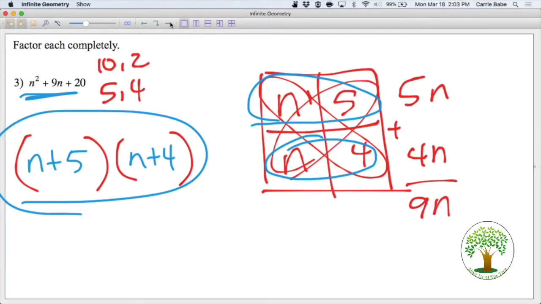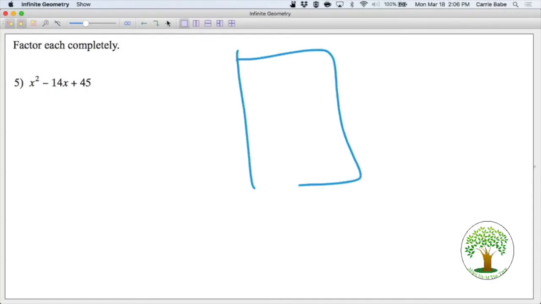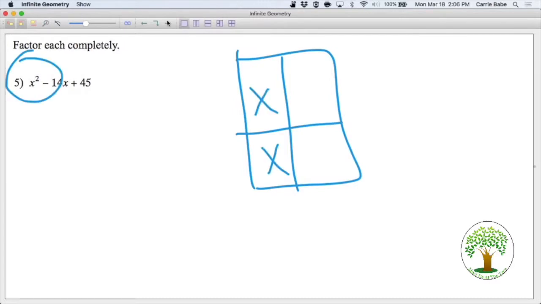Here we go. It's a little different way of doing it. Number 5 has a negative in there. That's great. We're going to do this with the box method. I'm going to draw my box. What multiplies to be x squared? X and x.